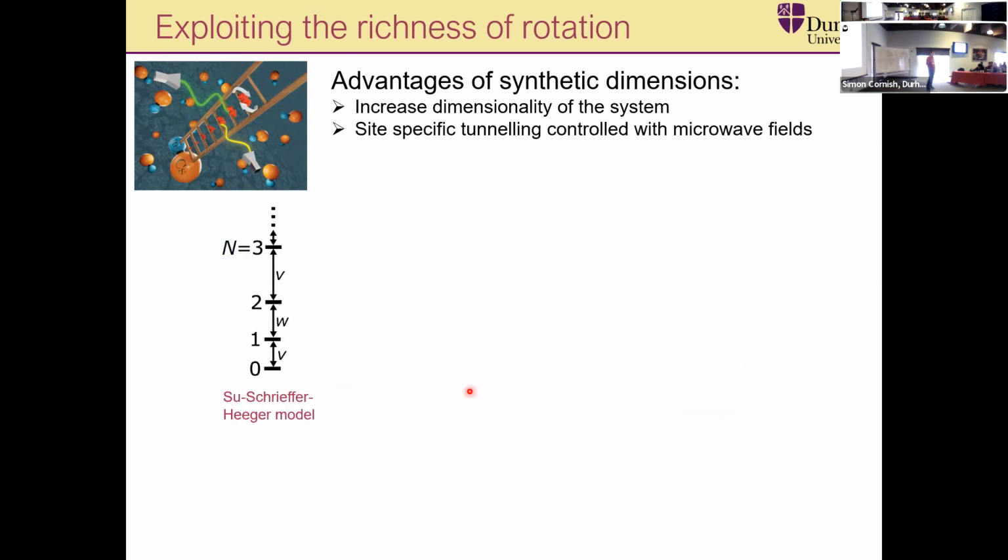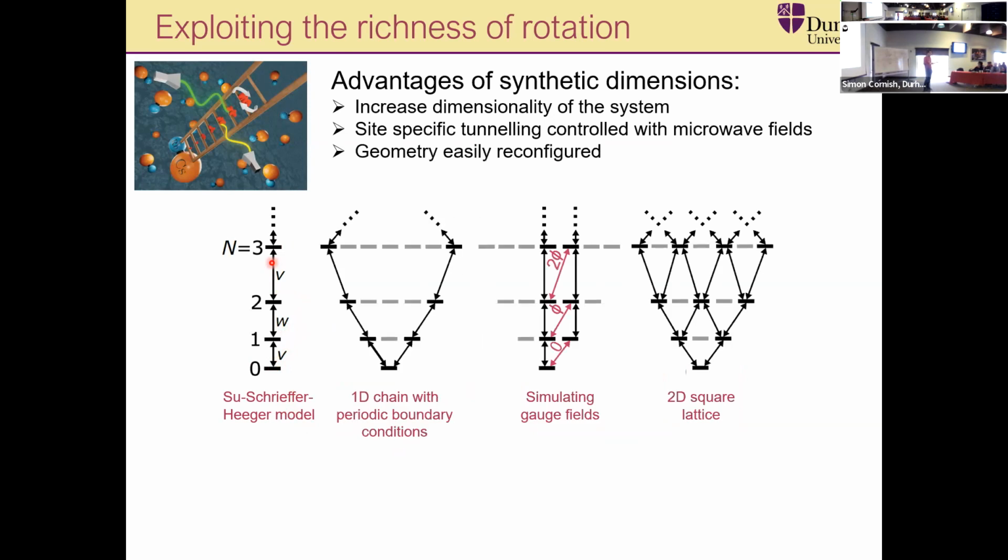And what's the attraction of this? Well, one of the attractions is that in the internal space, the coupling, the tunneling between these lattice sites, is controlled by microwaves. I can now control the tunneling on a site-by-site basis just by changing the different microwave fields. I can also change the geometry, right? For any experimentalist, if you have one lattice geometry and then want to change to a different lattice geometry, you will know that you have to realign all the lasers. But in the internal space, you can change the geometry.